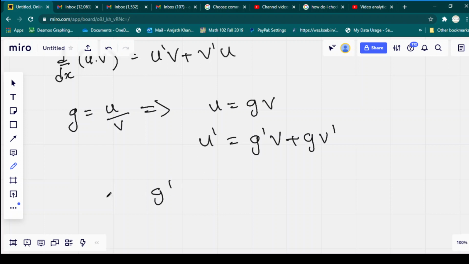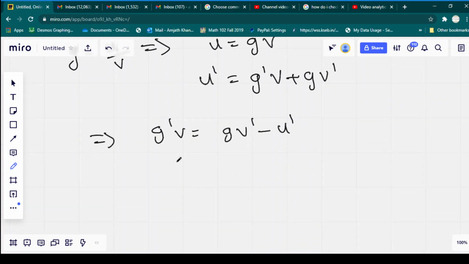So this implies g derivative times v is equal to the u derivative minus g times the v derivative. Okay, so let's divide both sides by v. So g derivative is equal to the u derivative minus g times the v derivative, divided by v.